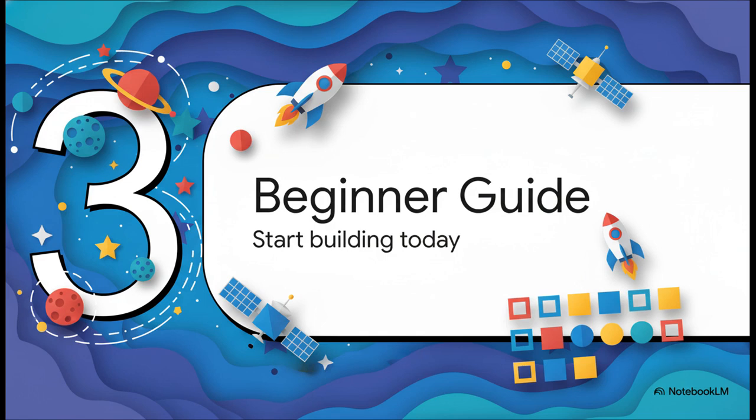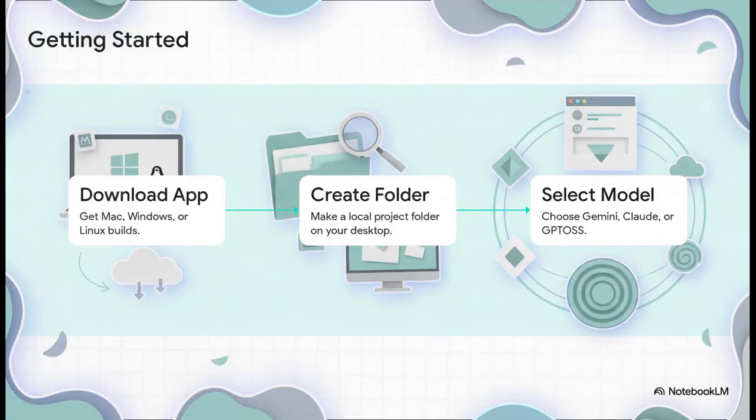Moving into Section 3, a beginner's guide to Anti-Gravity. Let's look at how you can get started. Getting set up is surprisingly painless. First off, just download the app. They've got builds for Mac, Windows, and Linux. Next, create a dedicated local folder for your project right on your desktop. This is exactly where the AI is going to read and write all its files.